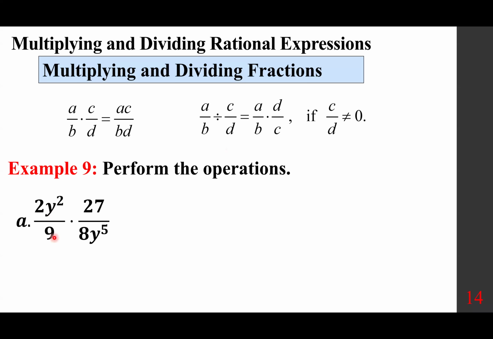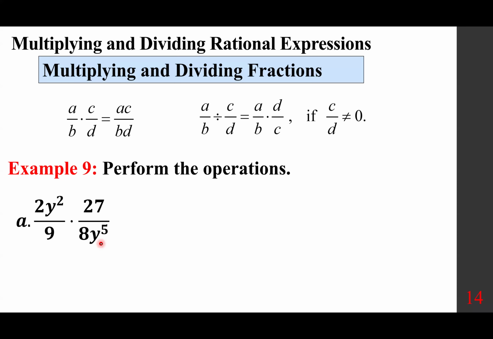2y squared over 9 times 27 over 8y to the power of 5. Now, you can simplify it the way it is, but just in case you want to cut it into pieces so it becomes obvious. Again, I would just say 2 goes away, 8 becomes 4, 27 and 9, 9 goes away, becomes 3, y squared goes away, this becomes y cubed.